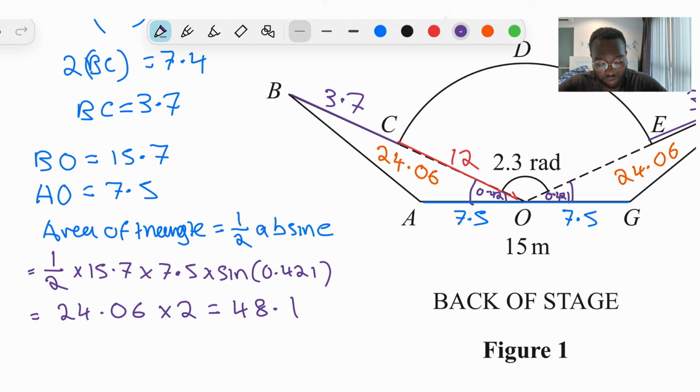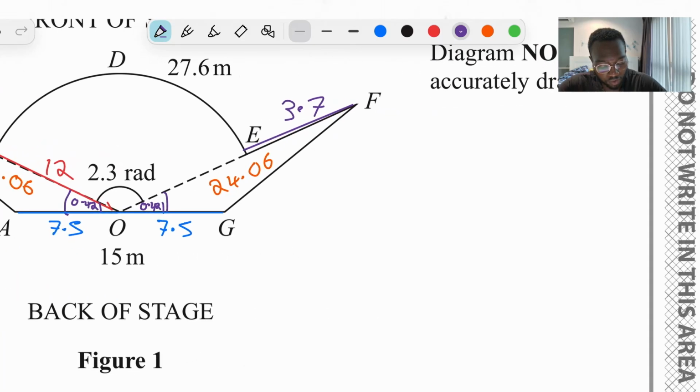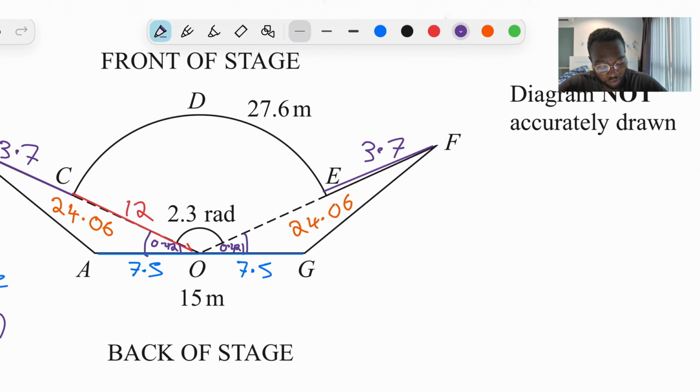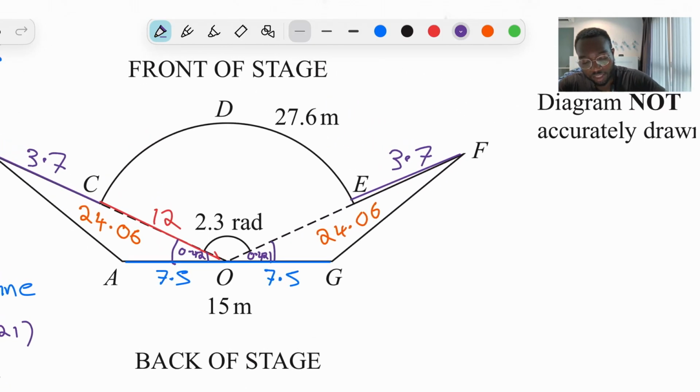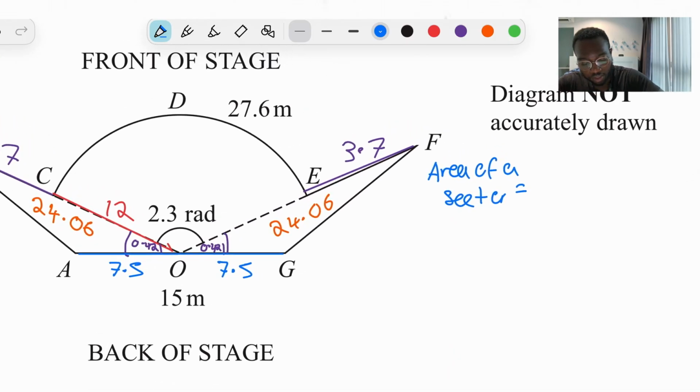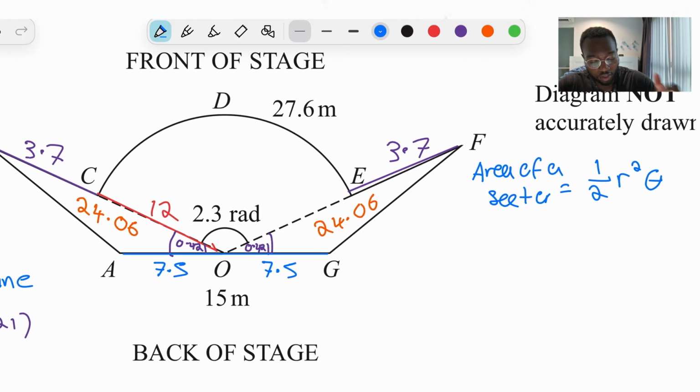Now what we need to do is work out the area of a sector. So I'll do it over on this side here. The area of a sector now. We know the area of a sector is a half r squared theta. That is the area of a sector, half r squared theta.